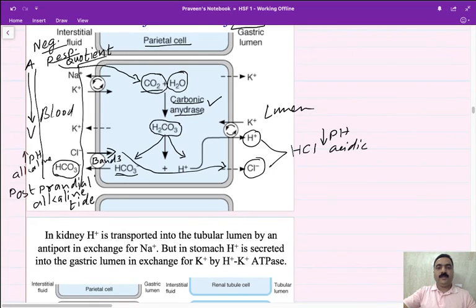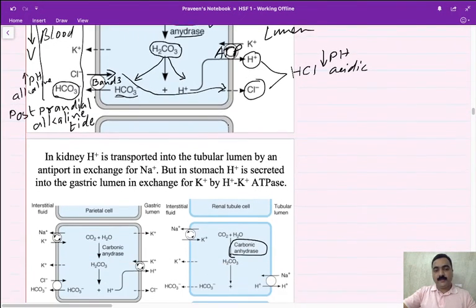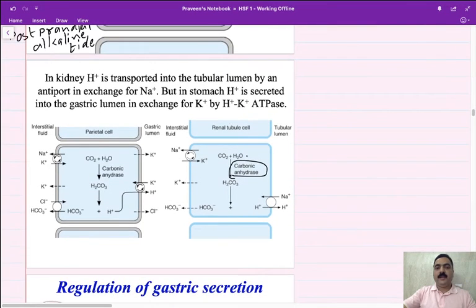Okay, so this is a primary active transport, in which the H plus K plus ATPase uses the ATP directly. So it's a primary active transport. But in the case of the kidney, when you want to secrete, it also uses the carbonic anhydrase. The renal tubular cell, unlike the parietal cell which uses primary active transport, uses secondary active transport. So it's important for you to remember the differences between the primary active and the secondary active.